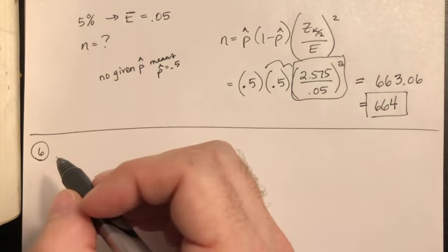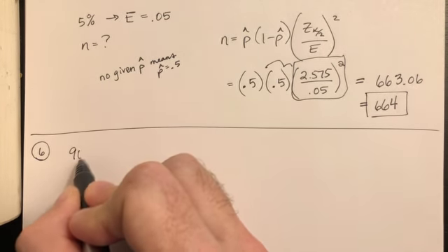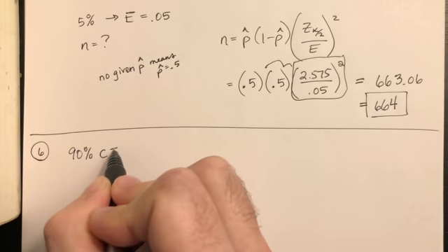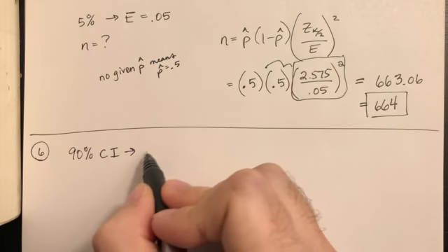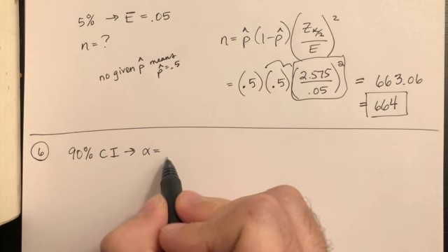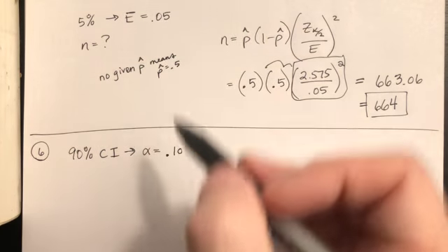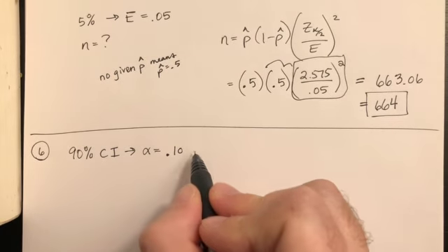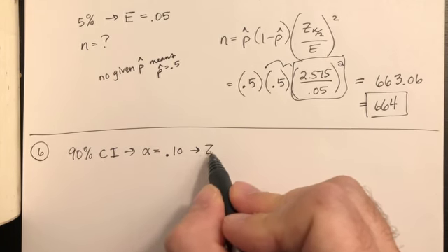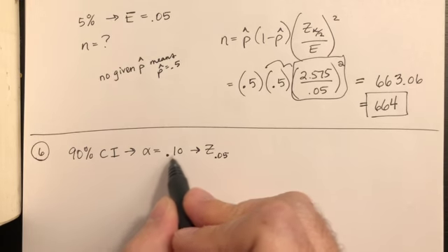Number 6, we have the same kind of deal. So we have a 90% confidence interval. And that means that my alpha is going to be, let's see, 100 minus 90 is 10. And I move the decimal place, it's 0.10. Instead of 0.01, it's 0.10. And so remember, it's z alpha over 2. So this is going to be 0.05. That's 0.1 divided by 2.